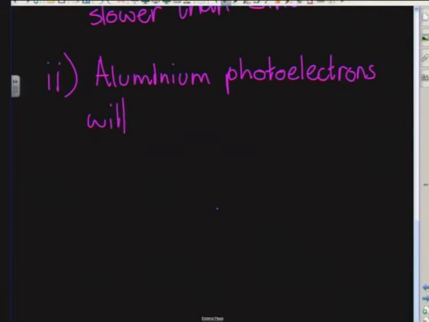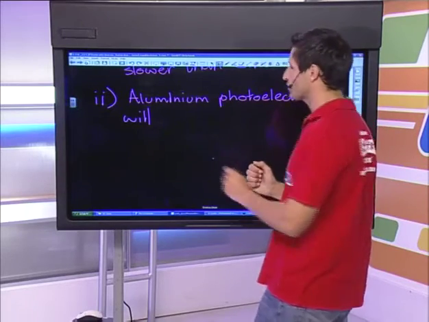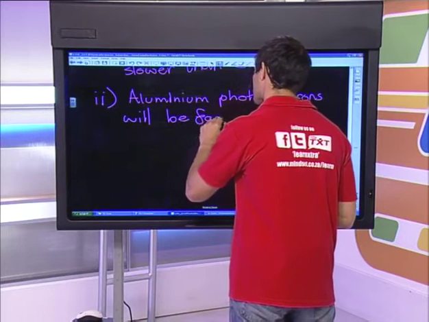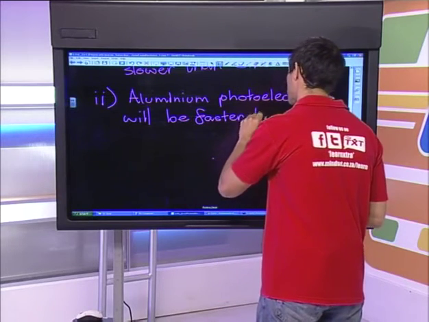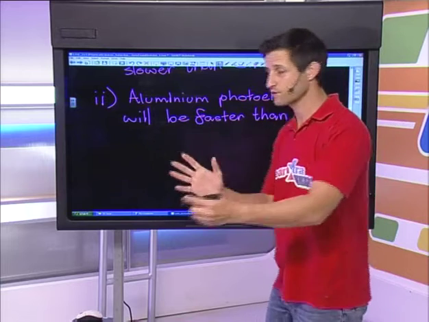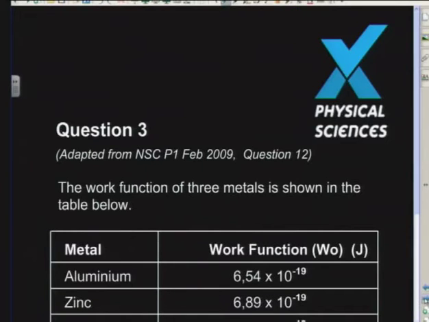I want you to think about this as I write this down. I want you to think about this picture. Aluminium's photoelectrons will be faster than zinc's because each photon has got enough energy to kick electrons off both, but zinc is much more difficult than aluminium. So zinc's electrons will be slower because there's not as much energy left over. Okay, so let's move on with this question.